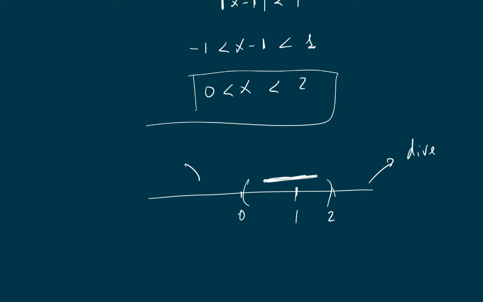It will converge here in the open interval. The 0 and the 2 are not included. At 0 and 2 it will diverge. You can check it. Okay, let's go to the next problem.